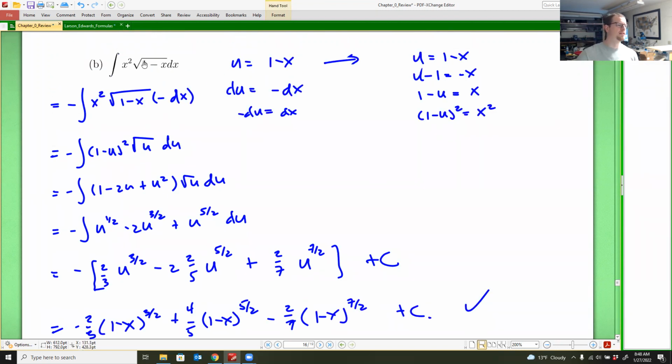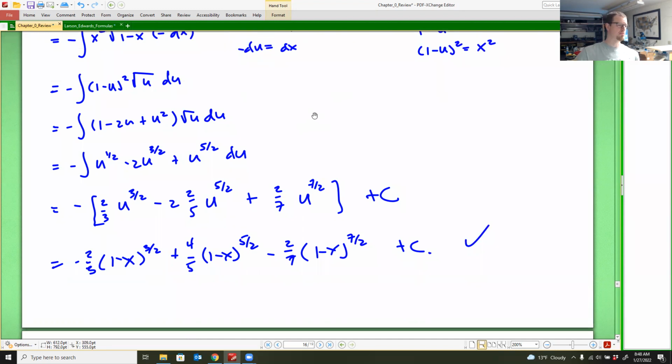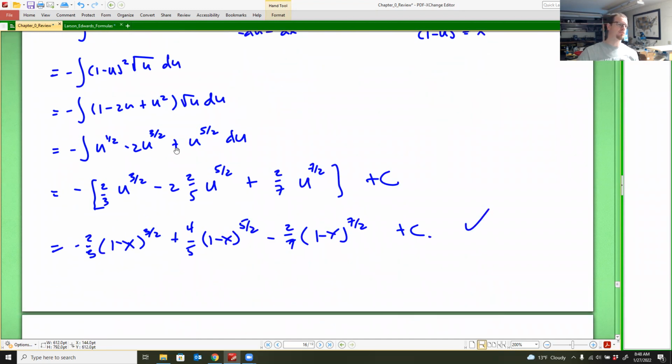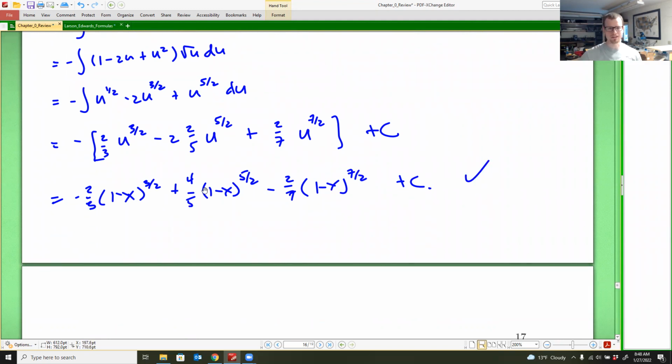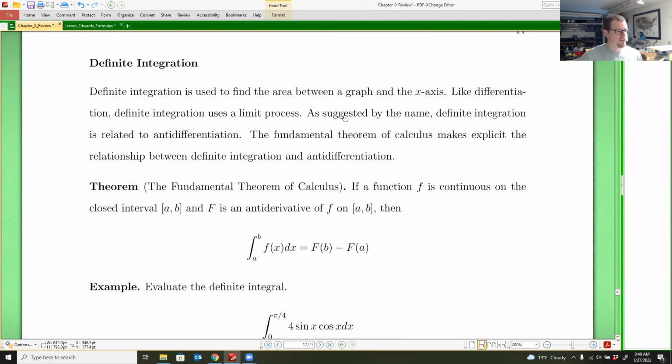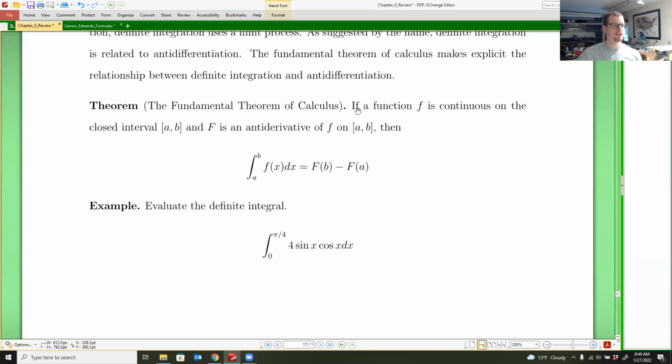So this looked kind of tough to approach, but it's not that bad. We perform a substitution and it becomes essentially just a bunch of applications of the power rule and the constant multiple rule. All right, so we'll pause for now and take a look at definite integration as well, which is pretty straightforward, just looks at the fundamental theorem of calculus. So I will see you guys back in the workshop in just a moment.